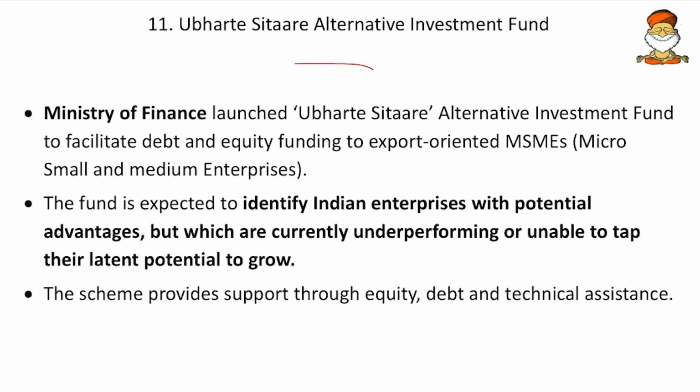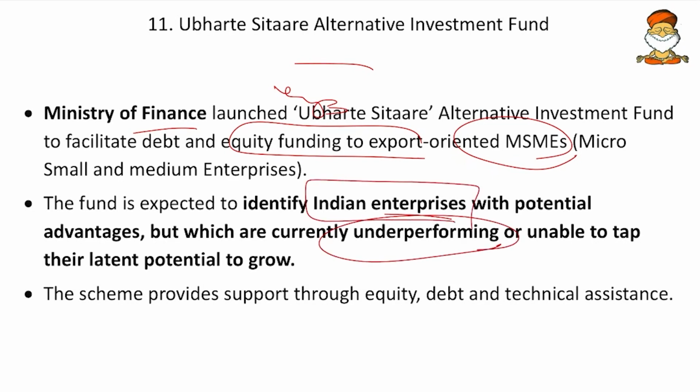Then come to the next, Ubharte Sitaare Alternative Investment Fund. So the Ministry of Finance launched the Ubharte Sitaare Alternative Investment Fund to facilitate debt and equity funding to export-oriented MSMEs. So it is only for the export-oriented MSMEs and it is an alternative investment fund. It is like an investment fund, but it is not in the banking sector. And the fund is expected to identify the Indian enterprises with potential advantages, but which are currently underperforming. So they have potential, but they are underperforming and unable to tap their latent potential to grow.